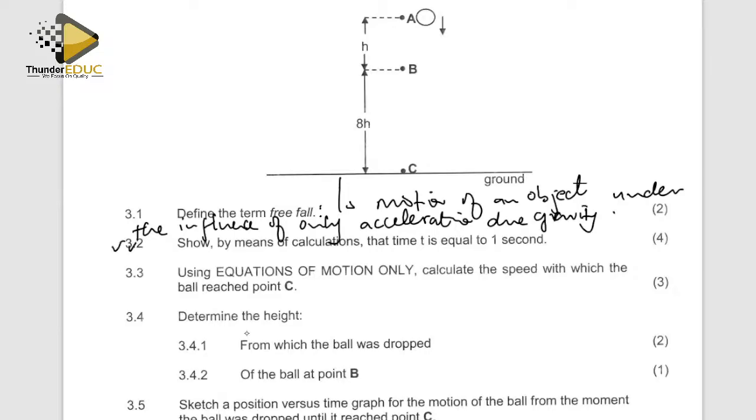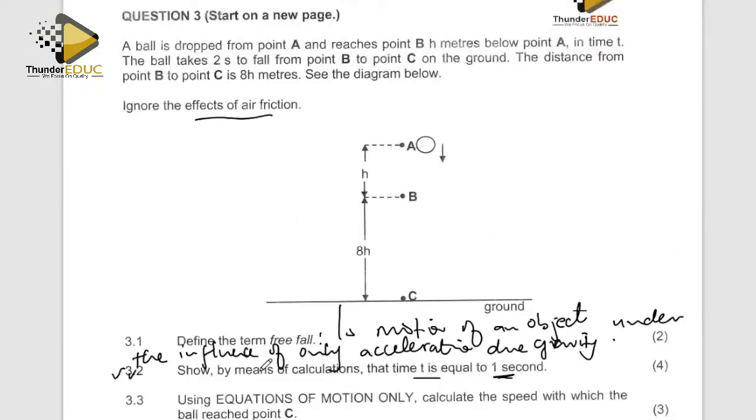Okay, then 3.2, show by means of calculations that t is 1 second. Perfect. I love such questions where they even give us the answers. No? We can never go wrong there. Okay, so for us to show that, I'll have this as my displacement.